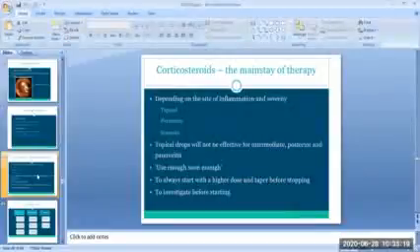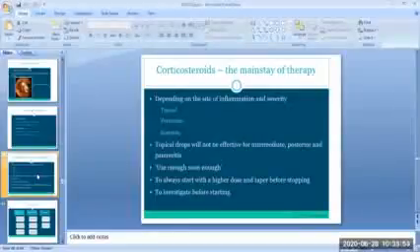Next, local therapy under non-specific treatment is the corticosteroids, and it is the mainstay of the therapy. Depending upon the site of inflammation and severity, the corticosteroids can be given topical, periocular, and systemic. So corticosteroids come under both the local therapy and the systemic therapy, but it is a non-specific treatment.